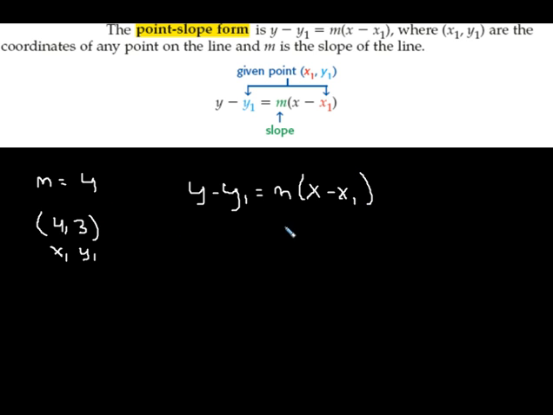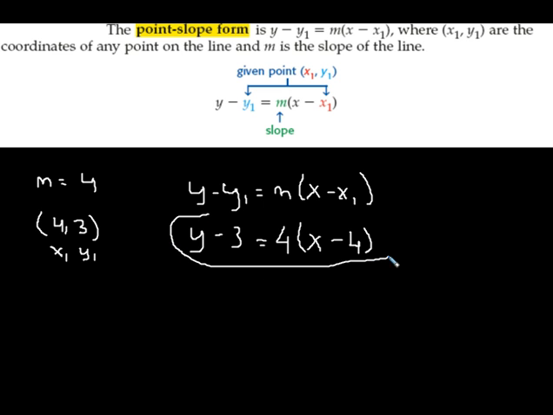Here we see the 4 will go in for m. Another 4 will go in for x1, like that. And the 3 will go in for y1, just like that. And that is the point-slope form of this line here.